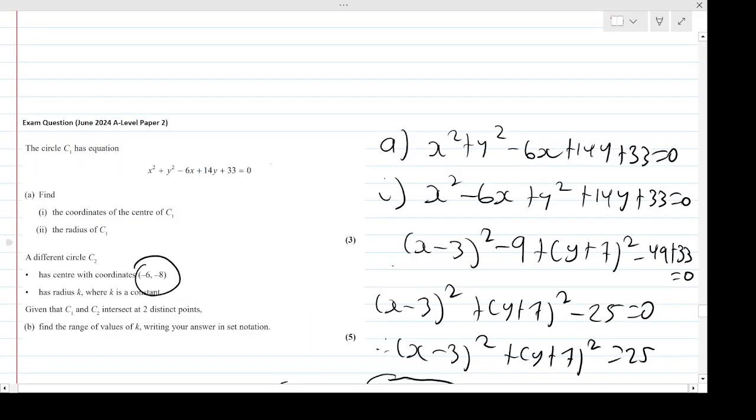But yeah, so then it says the range of values of K, which we did. Right, the answer is in set notation. Okay, so one final step.